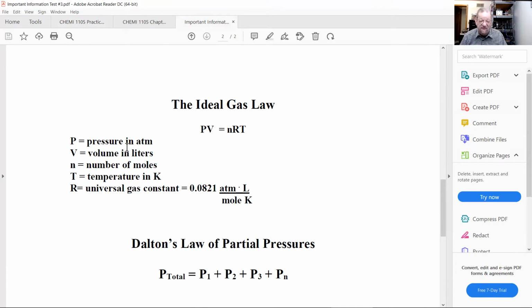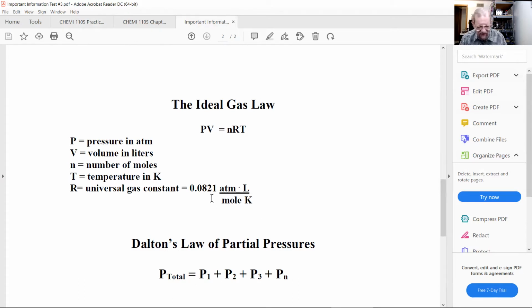And notice this is very important. P is pressure in atmospheres. V is volume, it has to be in liters. N is the number of moles. T, temperature in Kelvin. R is the universal gas law constant. And for my class, I use 0.0821 atmospheres liters per mole K.